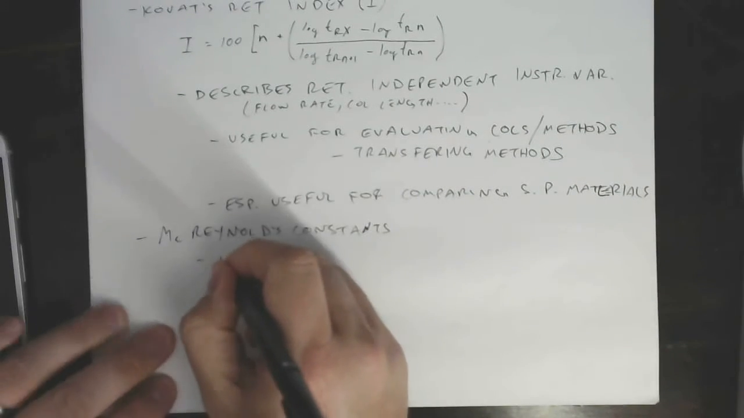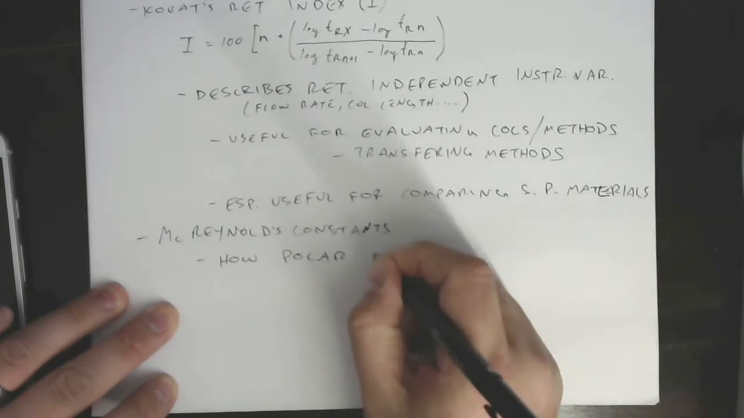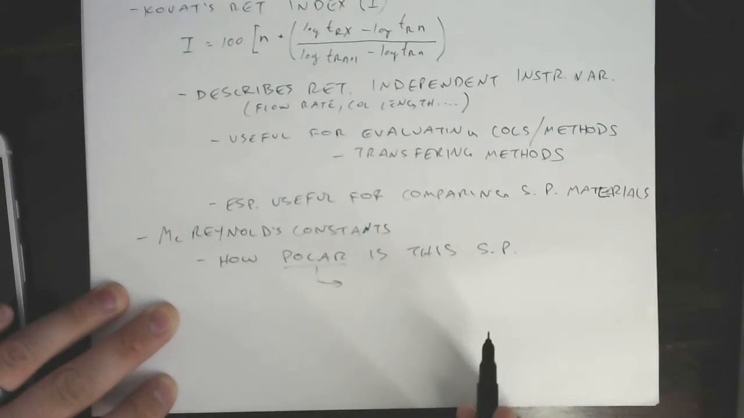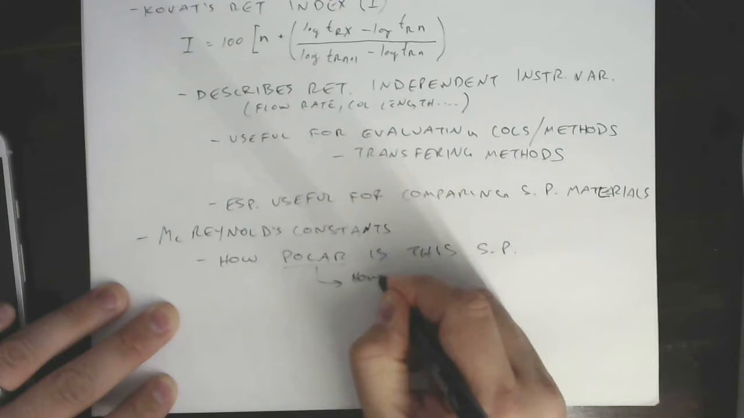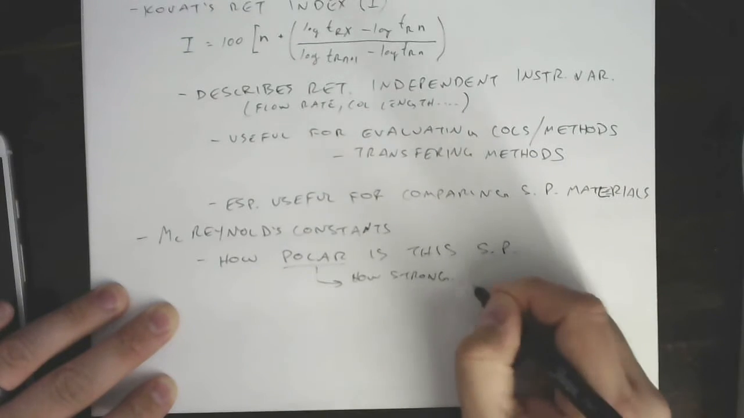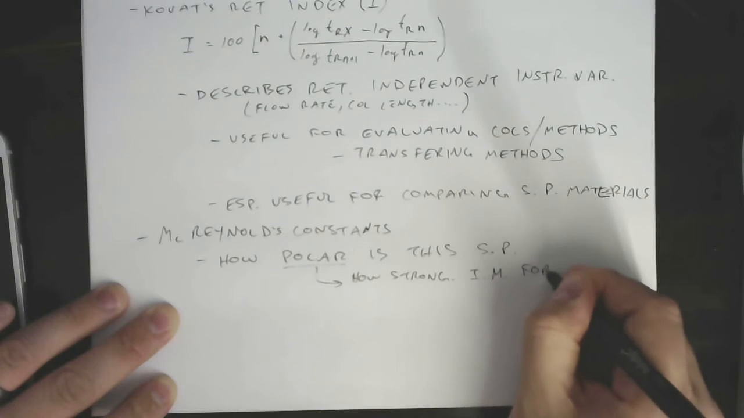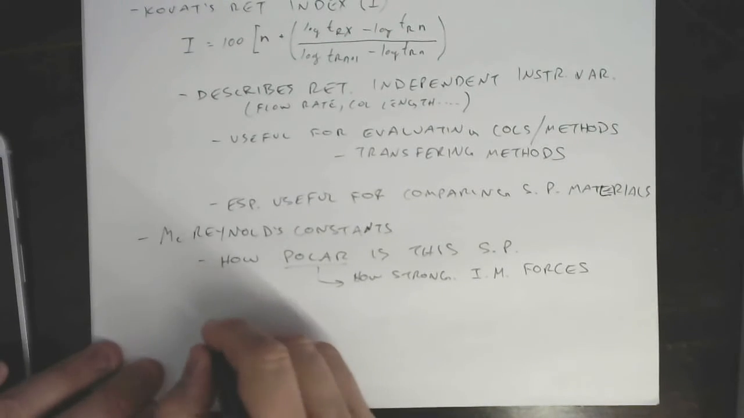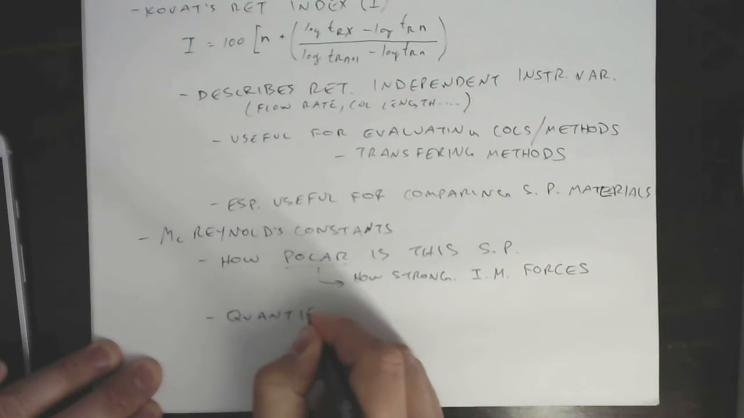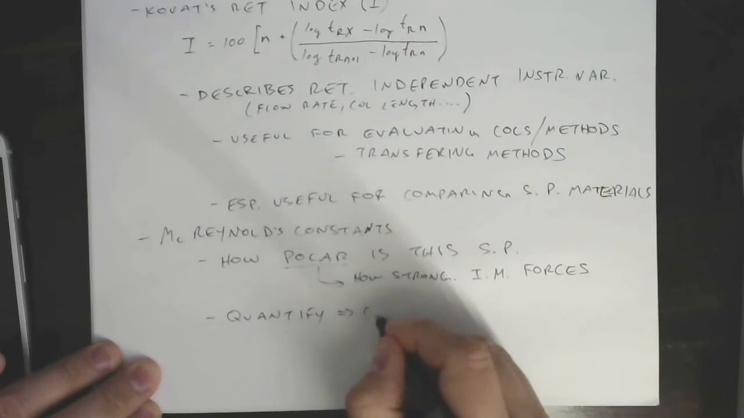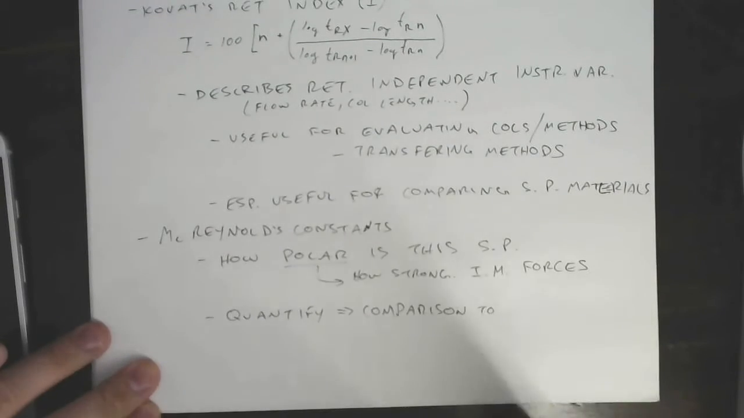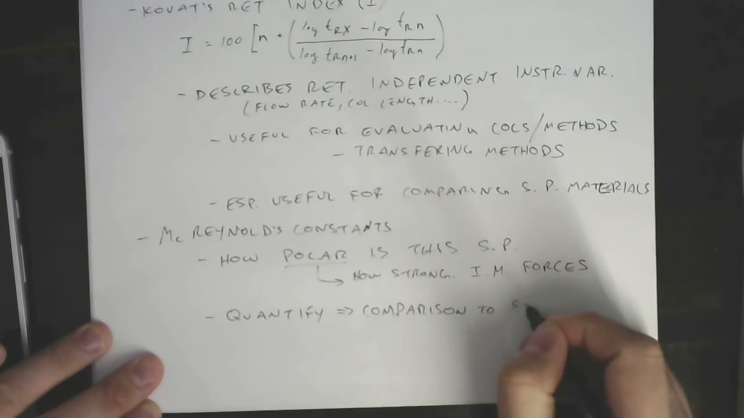But basically it answers the question, how polar is this stationary phase? And of course, by polar, what we're saying is, how strong are the intermolecular forces? The stronger the forces, the more overall polar the stationary phase. And we're going to quantify this by comparison to a very non-polar stationary phase, and that very non-polar stationary phase is squalane.